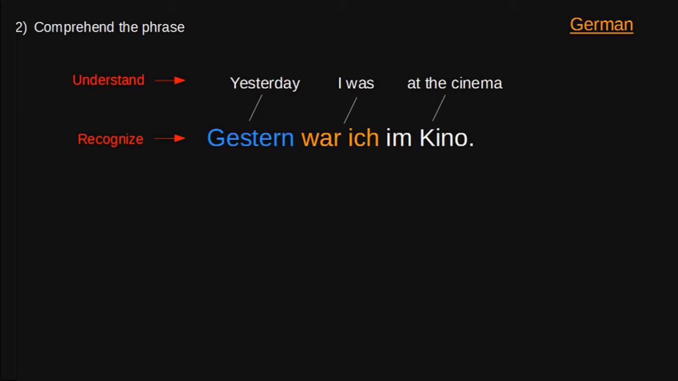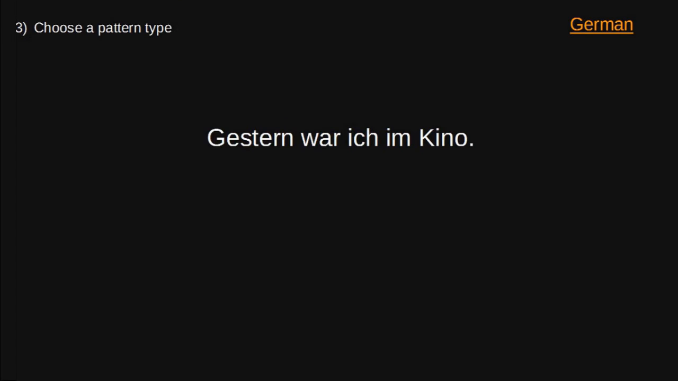So, yesterday I was at the cinema. Gestern war ich im Kino. Now, I know that I'm butchering the language. This is partly on purpose to show you that you can get started without being perfect in pronunciation right away. Okay, so we've comprehended the phrase. Step 3, choose a pattern type.